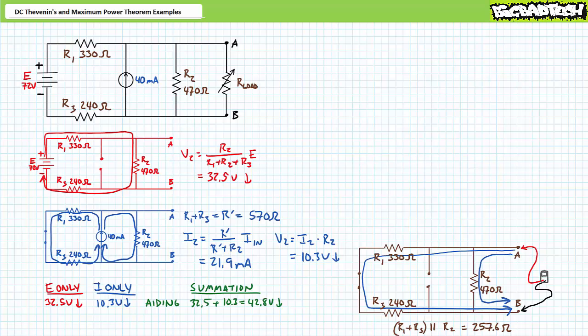This can be done in one step. Solving for RTH also necessitates the removal of the load resistor. Additionally, one must remove the source or sources from consideration. One removes a voltage source by replacing it with a short. One removes a current source by replacing it with an open. Finally, one determines the resistance of this modified circuit at the terminals of interest.